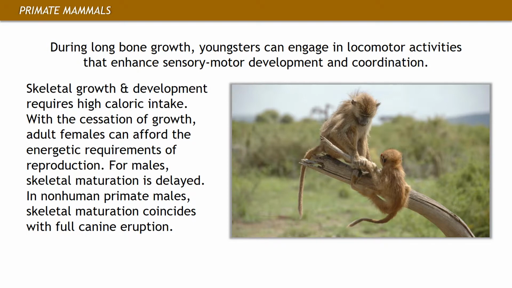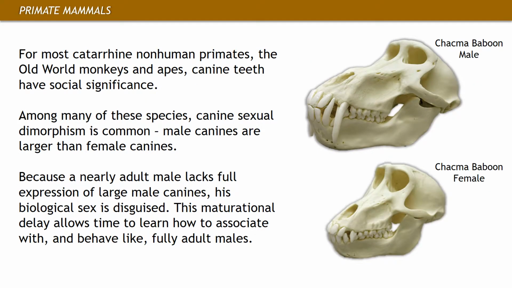And let's talk for a moment about canine. As you will soon learn, the catarrhine group is particularly important to us. This group includes Old World monkeys of Africa and Asia, the apes of Africa and Asia, and humans. For most catarrhine non-human primates, so we're excluding the humans here, the Old World monkeys and apes, canine teeth have social significance. They are less about food than they are about social display. Among many of these species, canine sexual dimorphism is common. Male canines are larger than female canines.